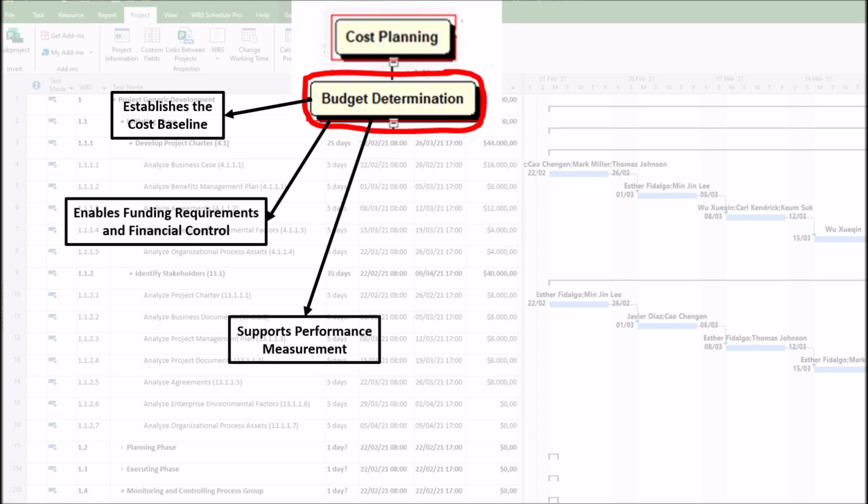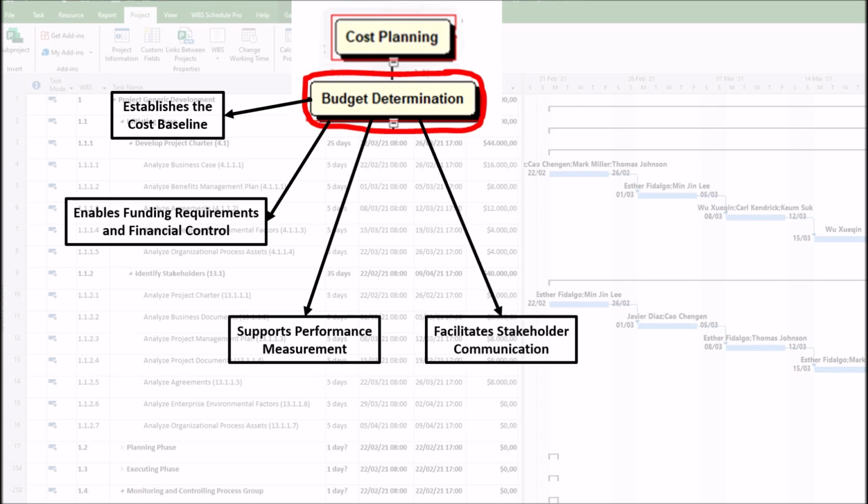3. Supports performance measurement. The budget serves as a key input for earned value management, allowing project managers to compare planned value versus actual cost and earned value. This helps in identifying variances and taking corrective actions early.